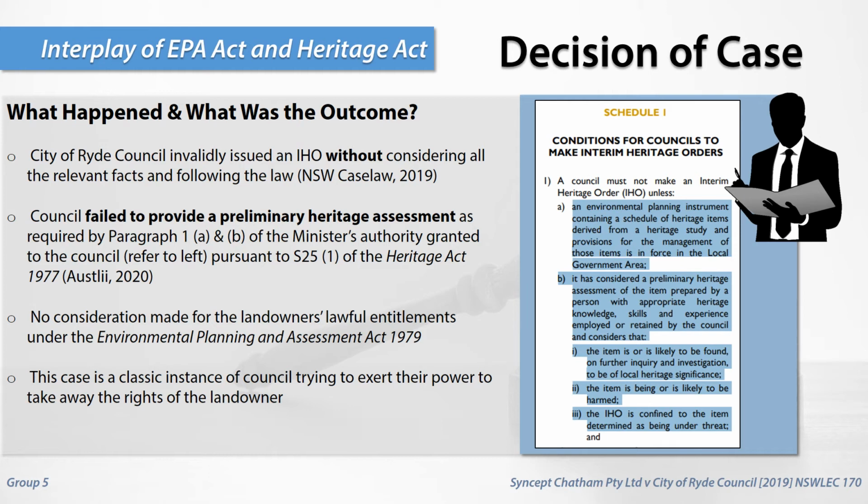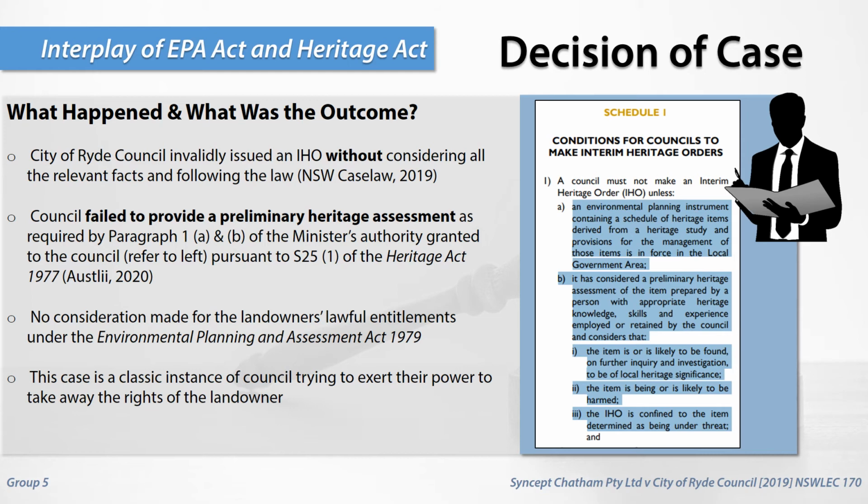Please refer to the left of the slide. Further, this is pursuant to Section 25, paragraph 1 of the Heritage Act 1977. In this case, the council relied solely on mayoral minutes, with no appendices or attachments, as its main source of assessment for the interim heritage order, determining the local heritage significance to be 1920s interwar Californian bungalow dwellings.